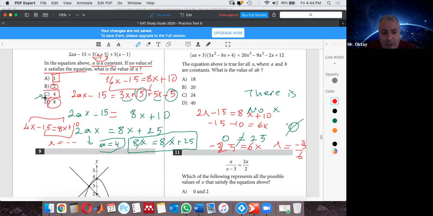But when a is equal to 4, 8x is equal to 8x plus 25. Simplify, 0 is equal to 25. That means I can't find it. It is not possible. So for that reason, I told you, if there is no value of x that satisfies the equation, it means empty set. There is no solution. To be an empty set, what should it be? A is 4.